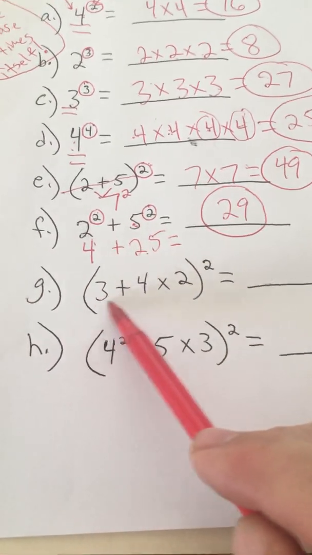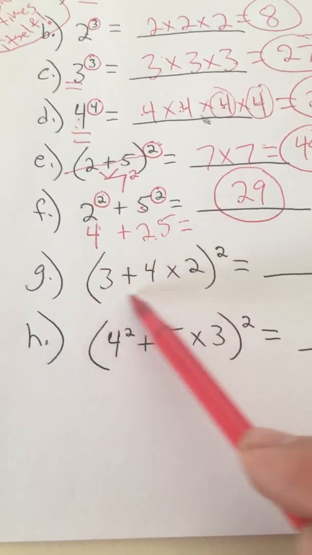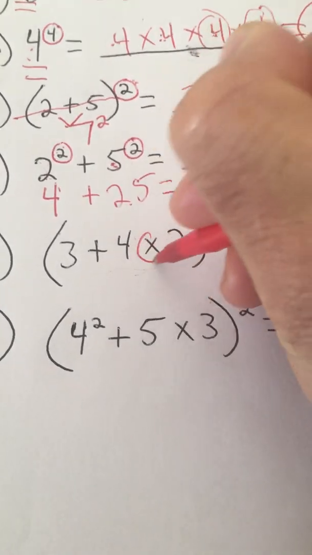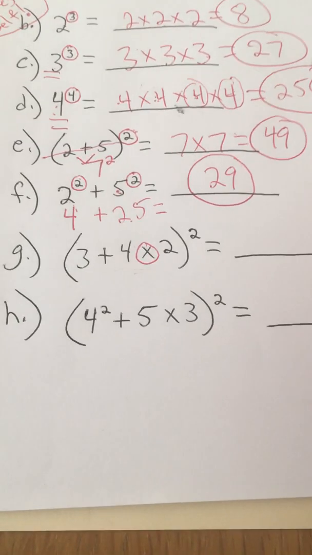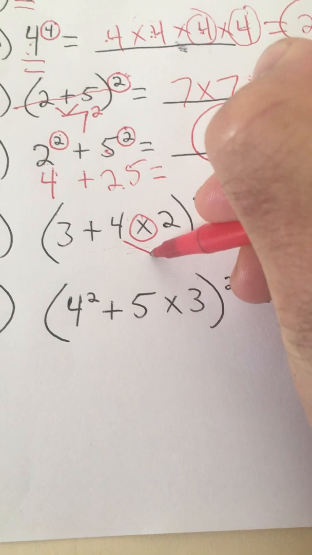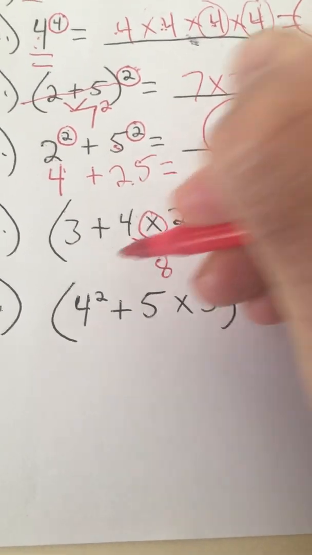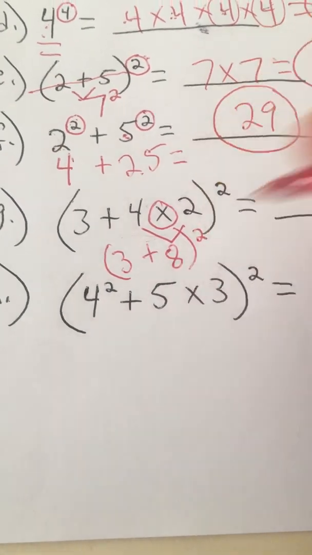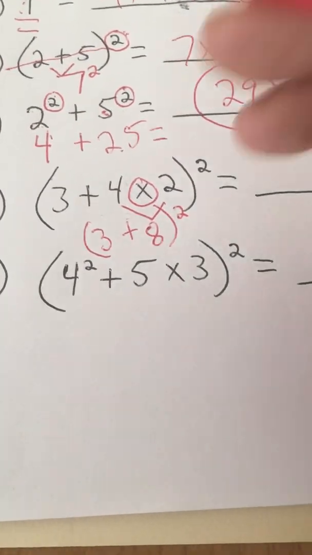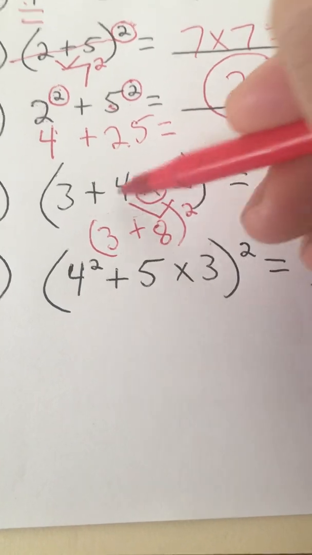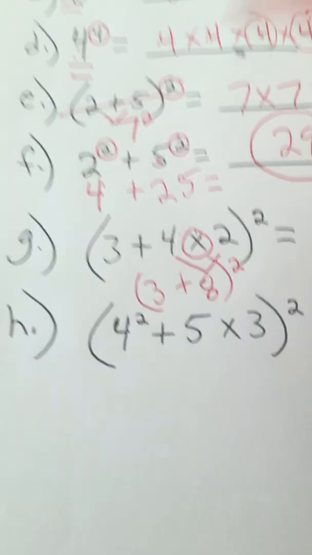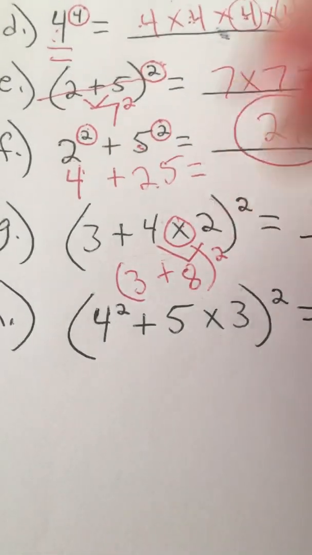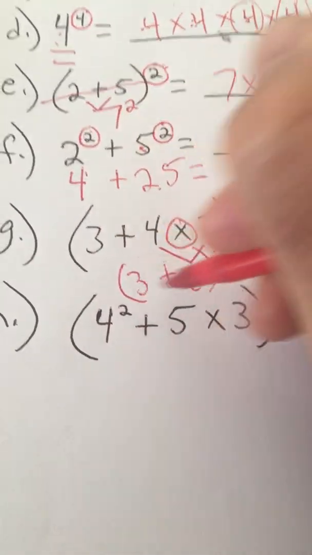Okay, G. Now we're going to do the whole parentheses first before we do the exponents. But you have to do multiplication before you do addition within this parentheses. So first we'll do 4 times 2 is 8. Then we still have 3 plus 8 in parentheses before we do the exponent. We got to do everything inside the parentheses first. 4 times 2 is 8, 8 plus 3.